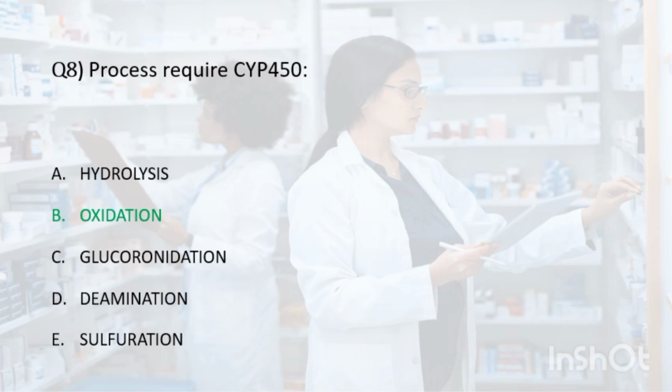These enzymes are primarily located in the liver, but they are also found in some other tissues, intestine and lungs. One of the primary functions of CYP450 enzymes is to oxidize drugs and other substances in order to make them more water soluble and easier to eliminate from the body. The oxidation process involves the addition of an oxygen atom to the drug molecule, which can alter its structure and activity. Therefore, the correct option from the given choices is B, oxidation. Hydrolysis, glucuronidation, deamination and sulfation do not require CYP450 enzymes.